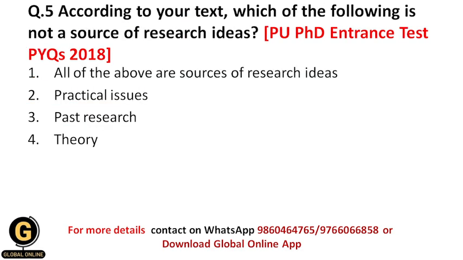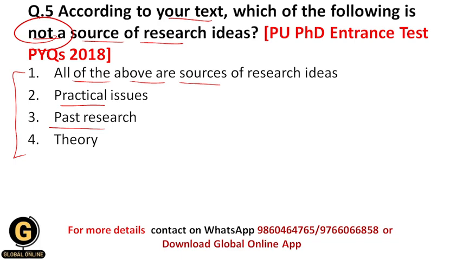2. According to your text, which of the following is not a source of research ideas? Now from these options, which is the option which is not a source of research ideas? All of the above are sources of research ideas: practical issues, past research, theory. So students, source of research ideas means a source from which we get the idea about the research question. Okay, for that we need to do the research so that we will get answers to those research questions.